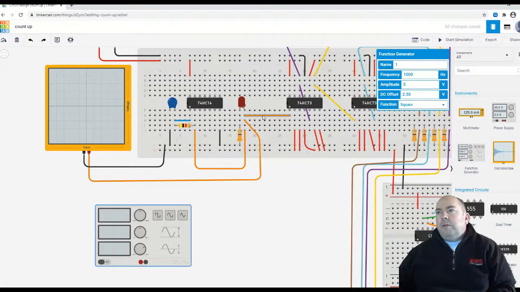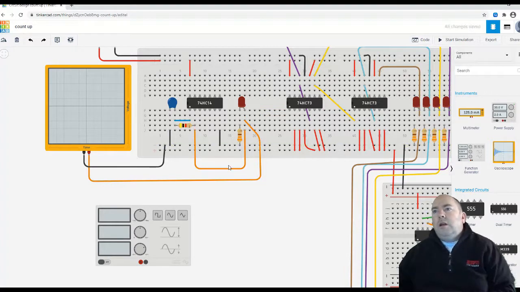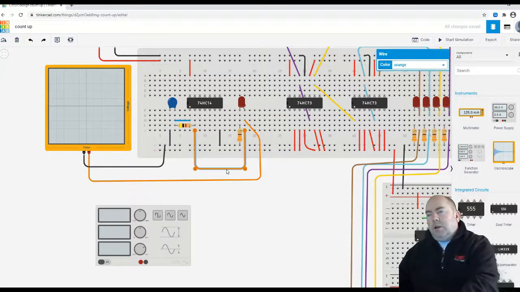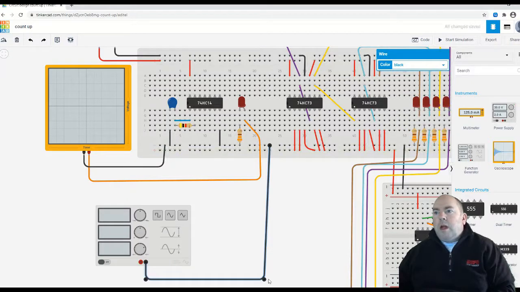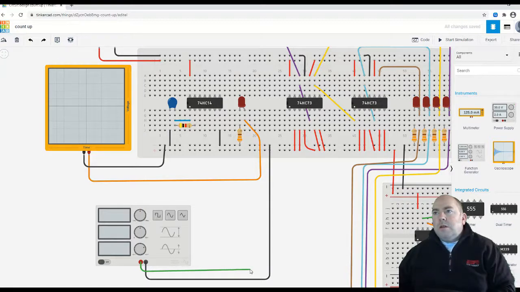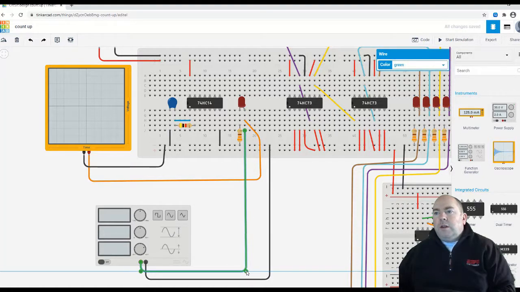Well, what we're going to do now, let's break this connection here, and break this connection here. And instead, we're going to use this function generator. So we'll tie this negative to the negative of our system. Make that a black wire. And we'll put an orange wire here. Let's connect this into here. And instead of getting that waveform off of our circuit here, we're going to generate it off of here. So let's use that to run our clock signal now instead.